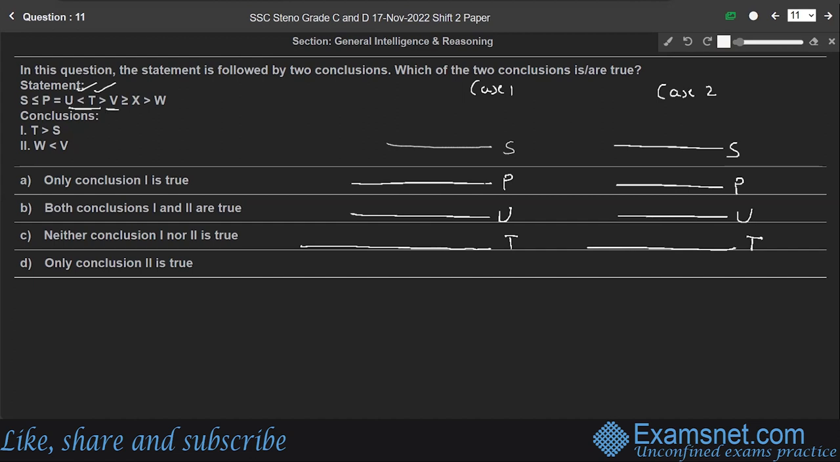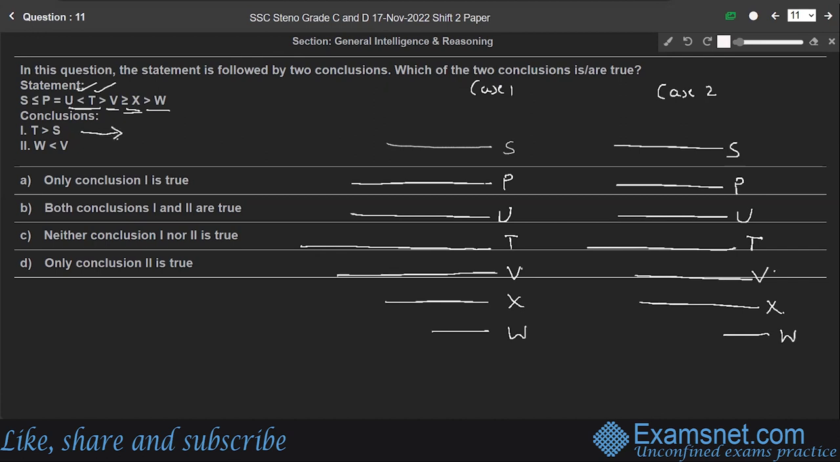Next one, T is greater than V. So we'll consider a small line V, right? T is strictly greater than V. Next, V greater than or equal to X. So V is greater than X in case 1 or equal to X in case 2, right? And X is greater than W. So W is a small line in both the cases. X is strictly greater than W, right? Now come to the conclusion part. T is strictly greater than S.